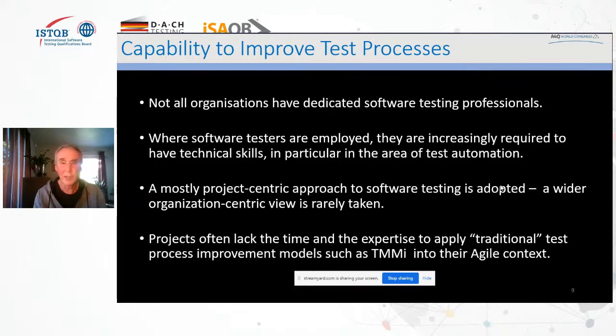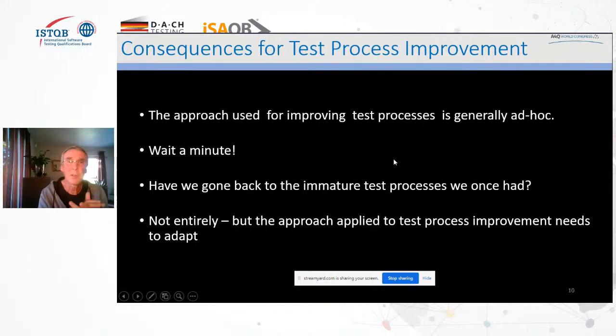Very often, they didn't have the expertise to actually roll out one of these, if you like, industry standard models to help them with their test process improvement. And that was a thing, a feature, a development that came through in all of these discussions that we were having. So what really are the consequences? Well, it's a bit sad in a way, but actually it means that in particular in projects, the approach that was being used for test process improvement is generally ad hoc.